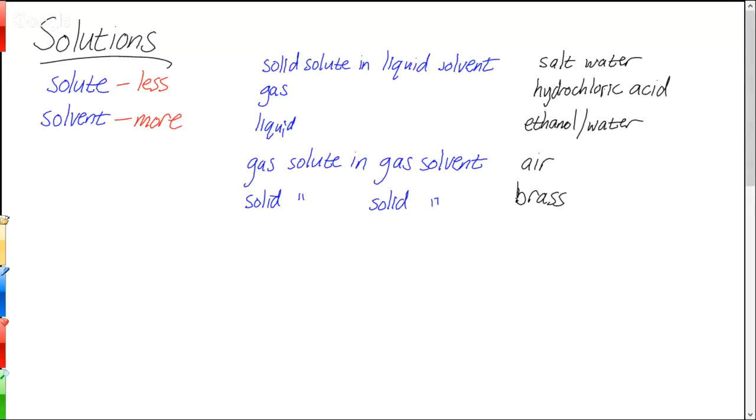There are lots of different ways you can define a solution, but it's always a homogeneous mixture of some solute, a small amount, and a solvent, a large amount.